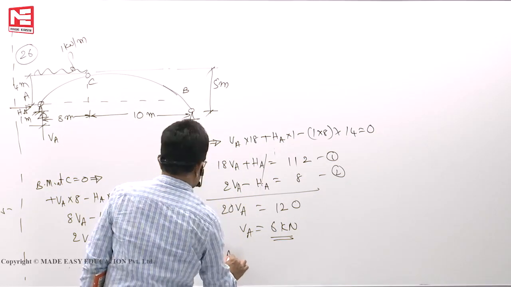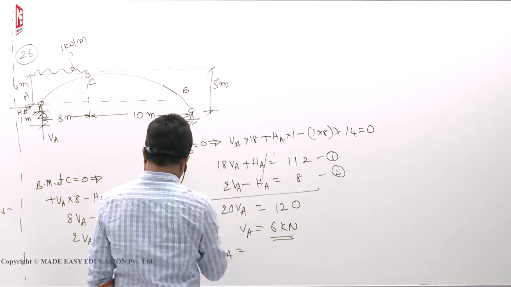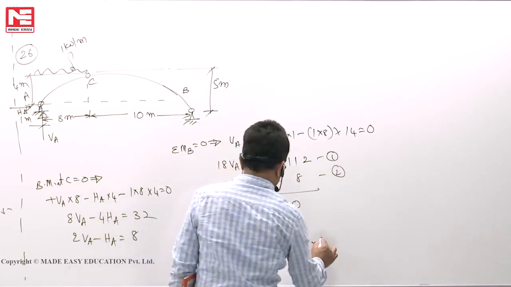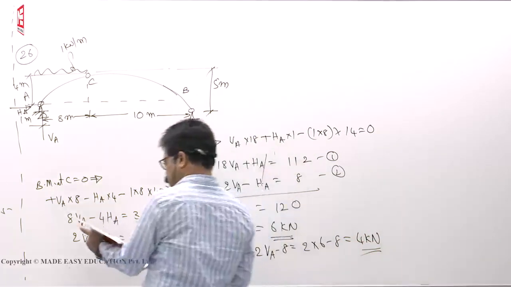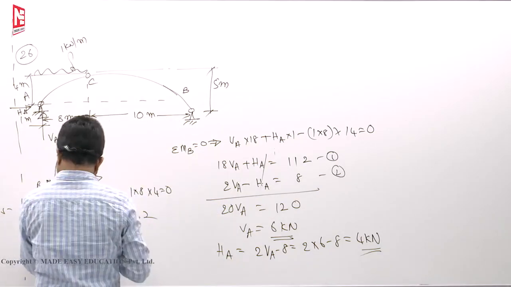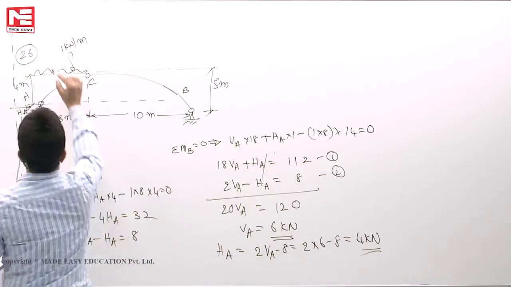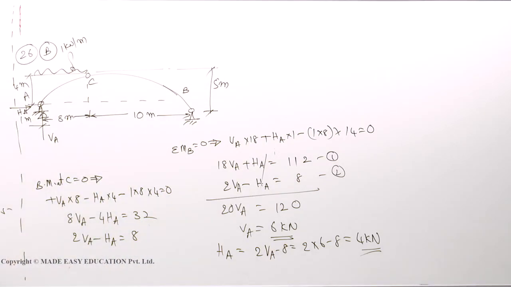Then HA, you will get 2 VA minus 8, 2 into 6, 12 minus 8. So HA you will get 4 kilonewton. So 26th one, B is the answer. There we cannot use ILD because the two supports are at different locations. Next, 27.